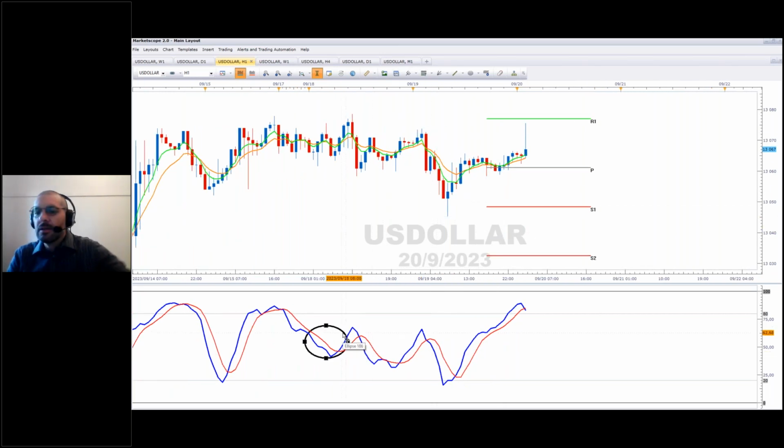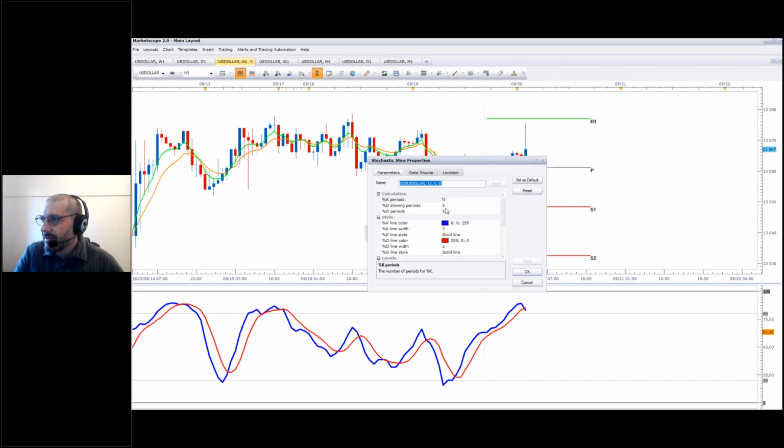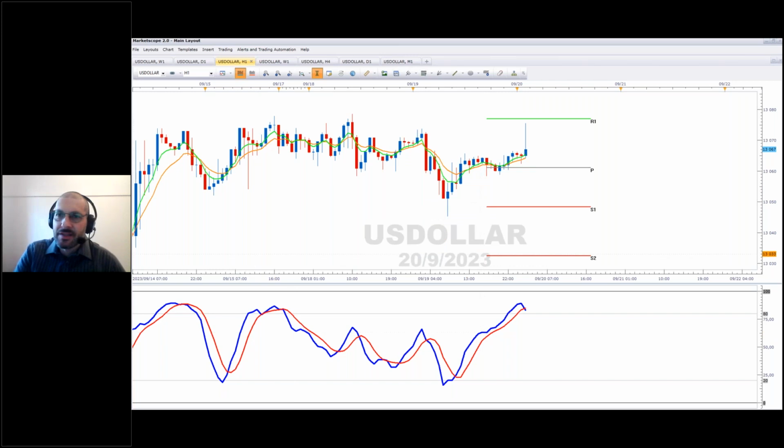Just one more indicator to show you guys. That's the stochastic. The stochastic is 15, 5, 5, and that's the indicators. I just wanted to run through those because I have had a few requests.